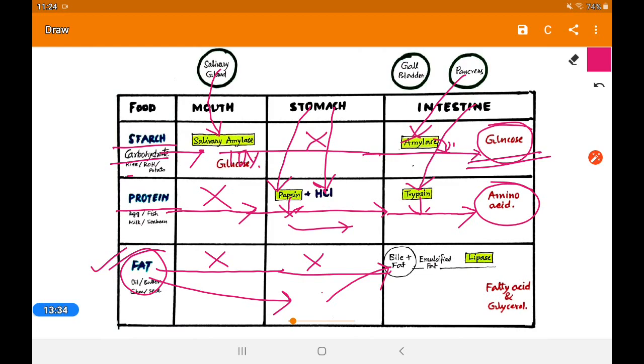Look here, from the gallbladder the bile is secreted. Bile is not an enzyme. Bile acts on the fat and converts it into emulsified fat. Emulsified fat means fat which can dissolve in water. Here the fat molecules are broken into small ones by the bile salts, and they form the emulsion, so it can dissolve in water. So lipase acts upon that and converts it into fatty acid and glycerol. One step reaction, fatty acid and glycerol.